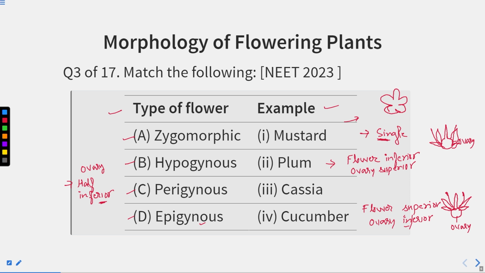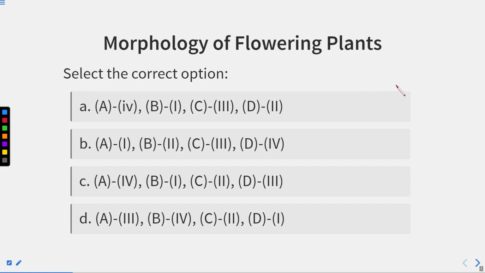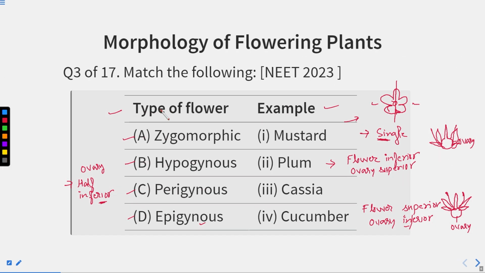Okay. This is a very rough diagram. You can divide this flower into two halves in just one plane. This is one half, and this is another half. All right. Now what should be the answer here? Again, you can have a look at the options here.